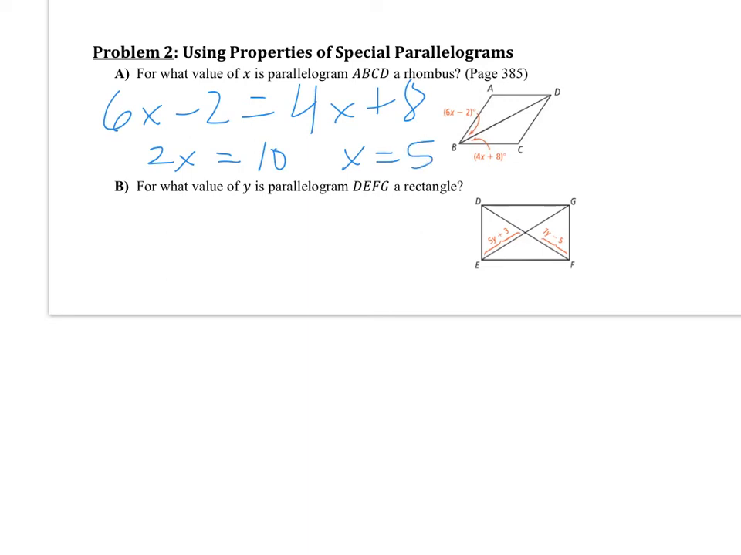Now this one's saying it's a rectangle. Remember, in a rectangle, diagonals are congruent. And because diagonals are congruent and in a parallelogram they bisect, that means all these four little guys are congruent. So I want you to figure out why by yourself.